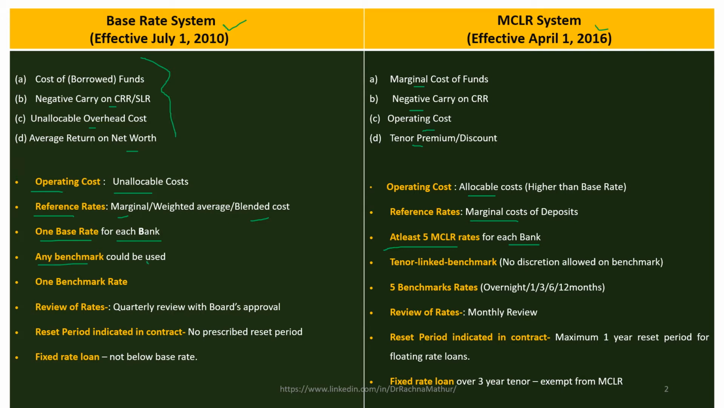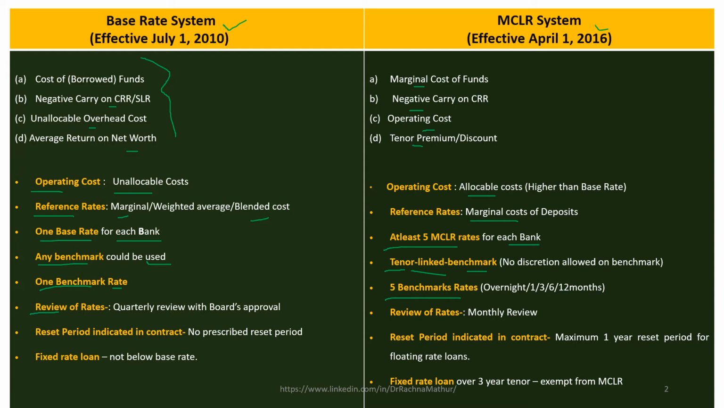Any benchmark could be used in base rate system, but in MCLR, only tenure linked benchmark should be used. There is no discretion allowed on the benchmark in MCLR system. One benchmark rate in base rate system, but in MCLR there are 5 benchmark rates on the basis of tenure of overnight, 1 month, 3 months, 6 months, 12 months.